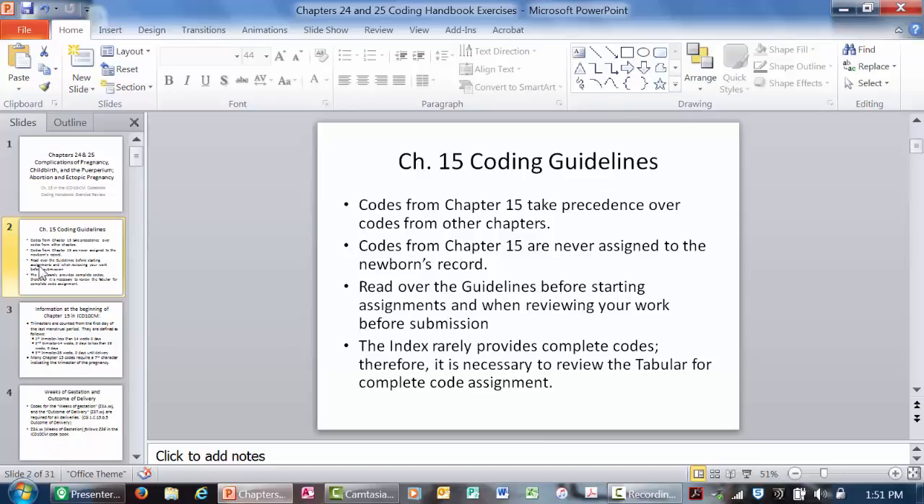I recommend you always read over your guidelines before you start assignments, but especially with OB. Always go to the index to find those final character codes so that you can be sure you're getting enough characters in the code, not just what's given to you in the index.